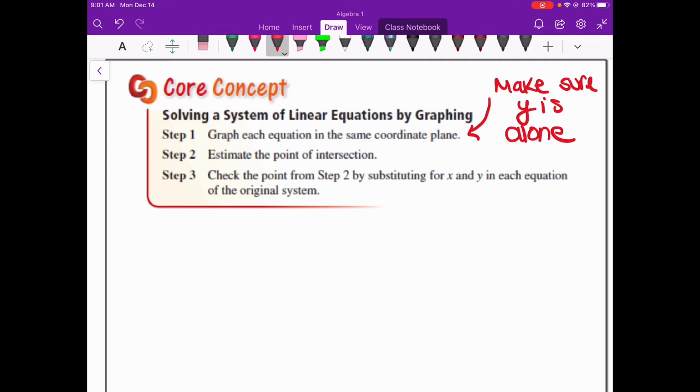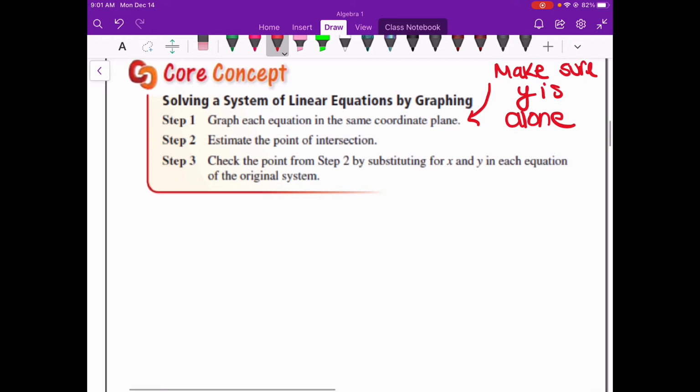Step 2, estimate the point of intersection. Where are they touching each other? And step 3, check the point from step 2 by substituting x and y in for both equations. So this is like your check. If you have time on a quiz or test, you should do that step, and I'll show you how.